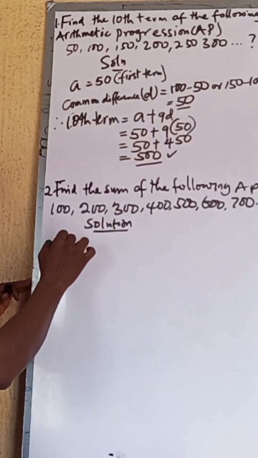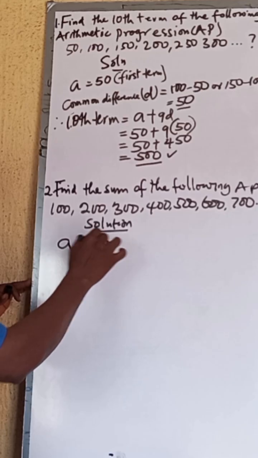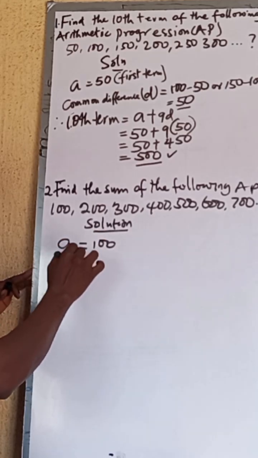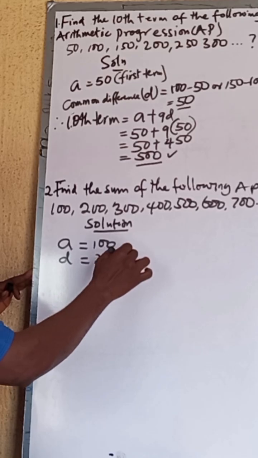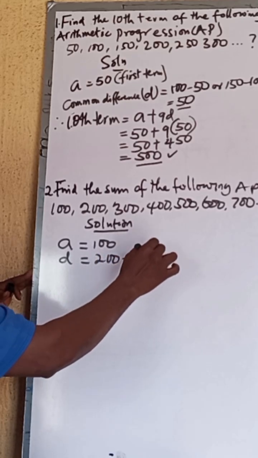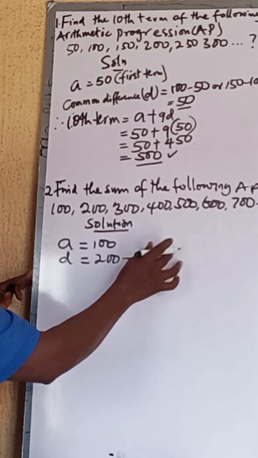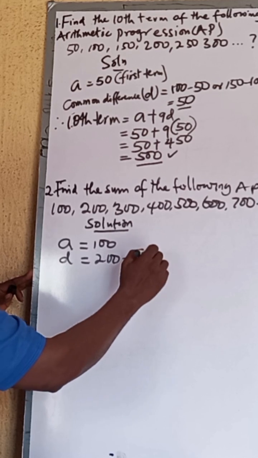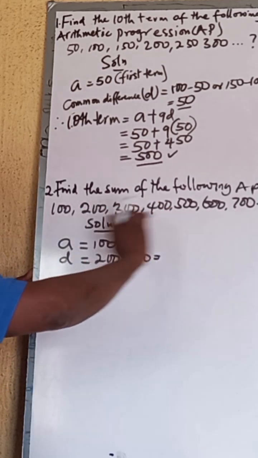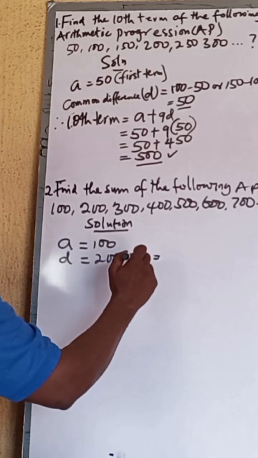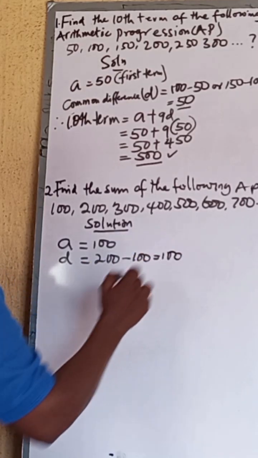So our first term A is 100. Then the common difference, that is D, is equal to 200 minus 100, or 300 minus 200. That is, this minus this is the common difference, which is 100. All right.